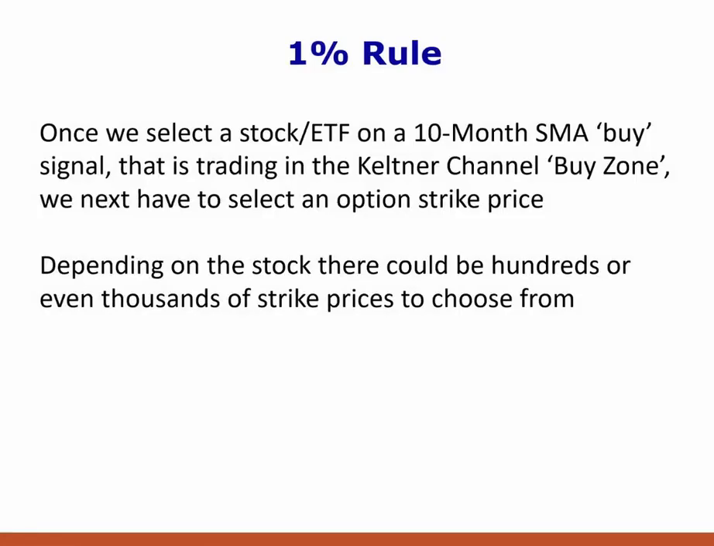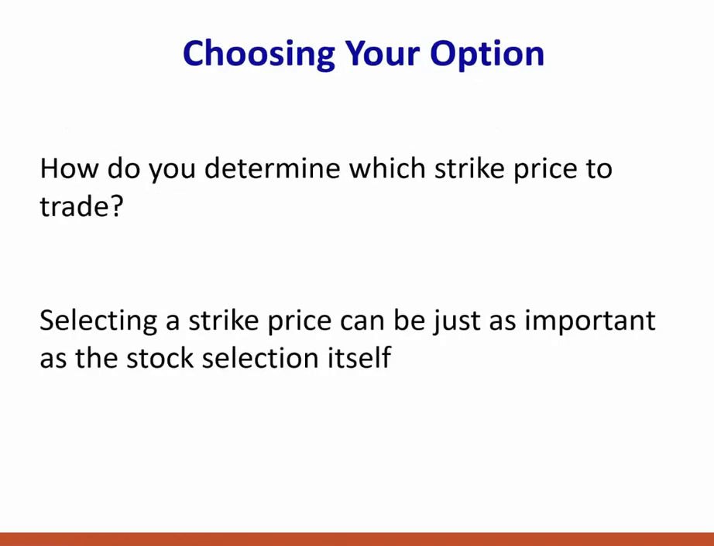Once we select a stock that's on a 10-month simple moving average buy signal and it's trading in the Keltner channel buy zone, we next have to select an option strike price. Depending on the stock, there could be hundreds or even thousands of strike prices to choose from. So the question becomes, how do you determine which strike price to trade? Selecting the strike price can be just as important as the stock selection itself.